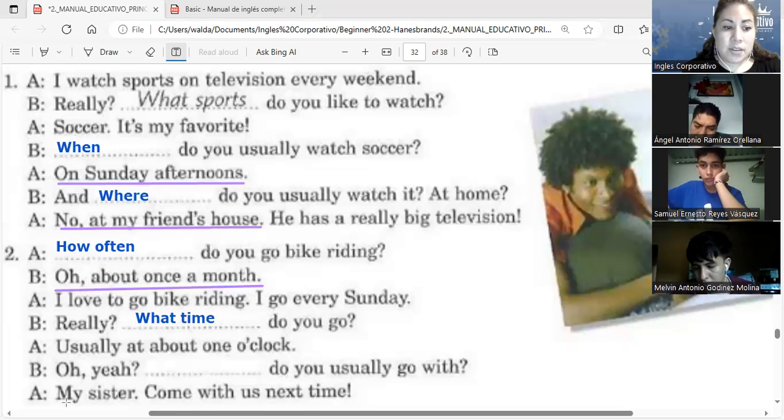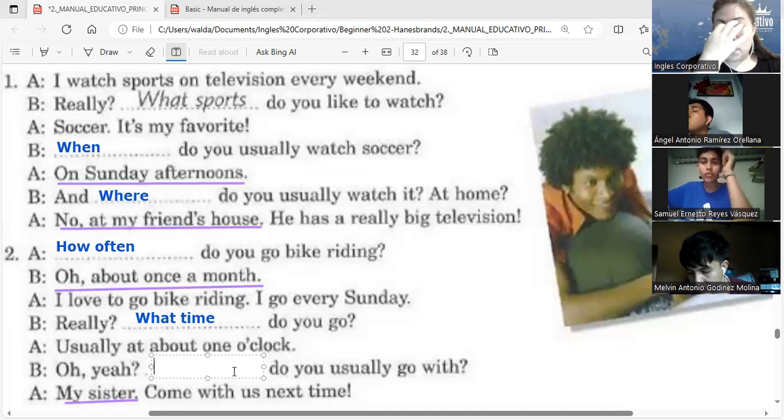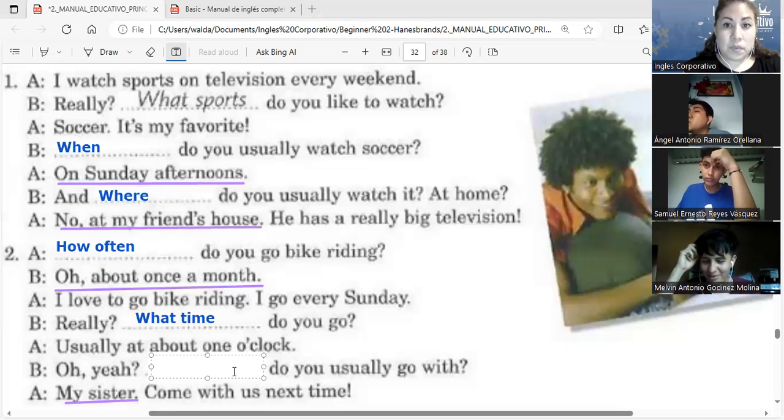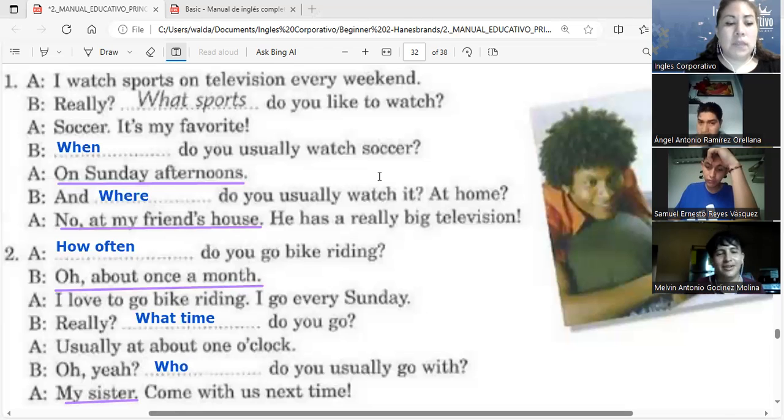The answer is my sister. What's the question? When? My sister is mi hermana. So, what is the question? Who, quién, who. Okay, who. Yes. Who. Good. Excellent. Bravo.